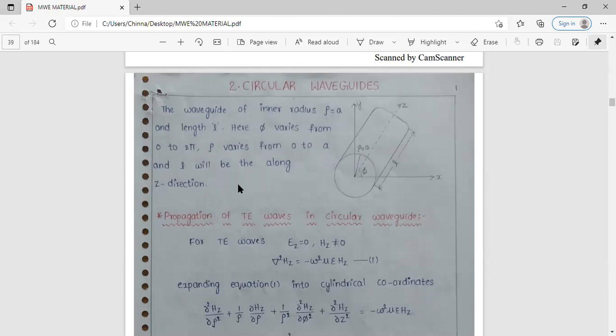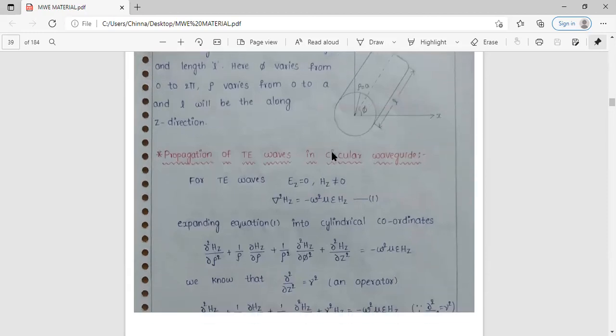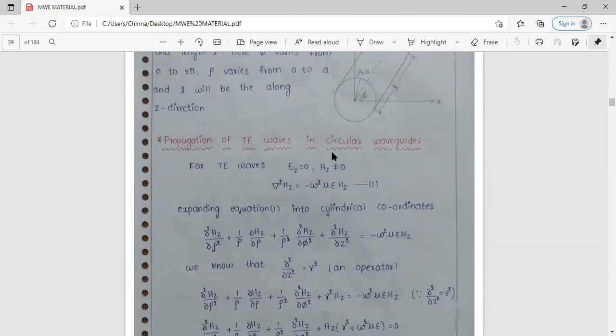So here you can choose the representation of rho, phi, and z for the coordinate system of the circular waveguide. For the circular waveguide we have the radius, the length of the waveguide, and the phi value. Phi varies from 0 to 2 pi. The cylindrical waveguide will be used here, and the EM wave will be transmitted through the cylindrical waveguide.